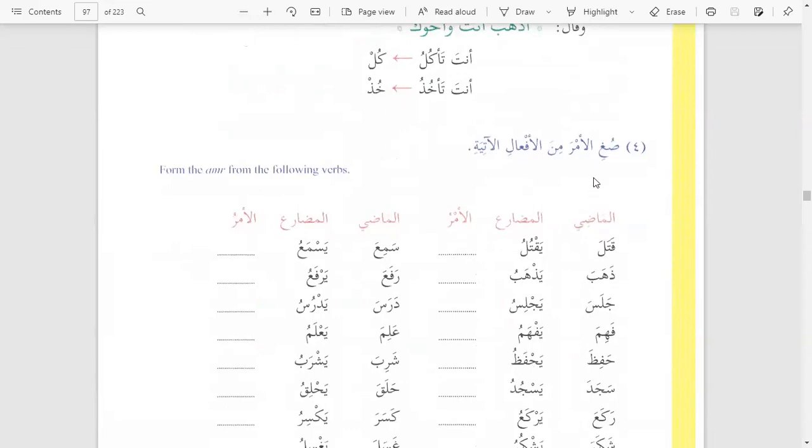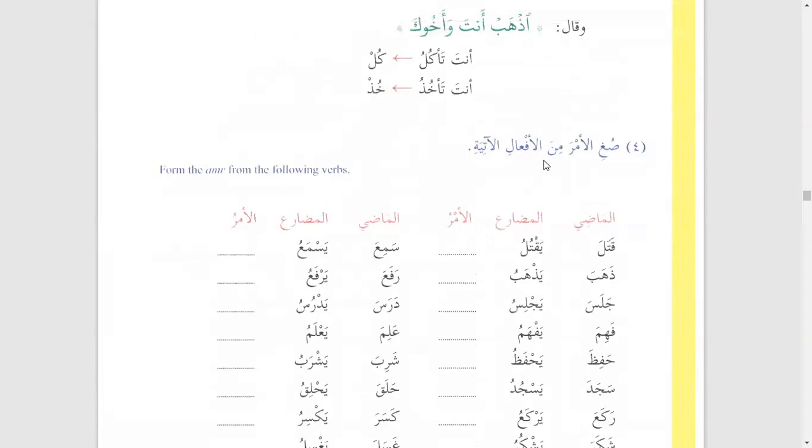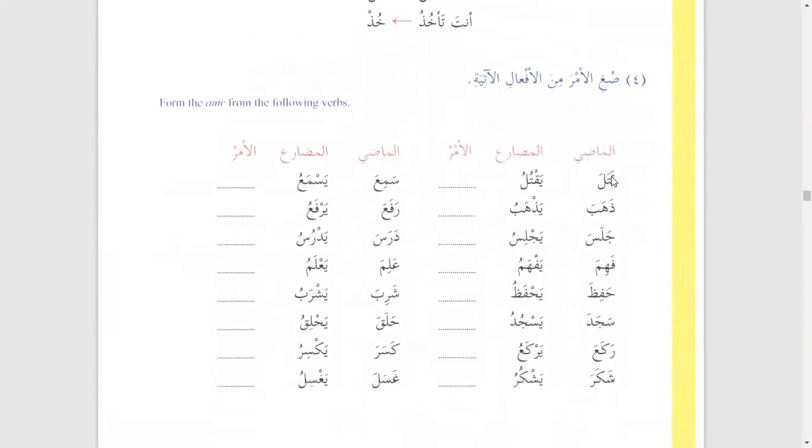Okay. Yes. So amra min al-af'al al-atiyati. Now my job is finished, and now it's time for you to make the forms of the imperative. So we have al-madi, the past, al-mudari, the present, and al-amru, that means fi'l al-amr. So please you do it now, and I will just listen to your answers.